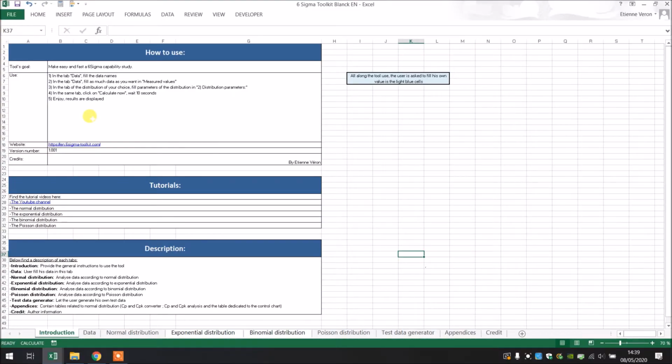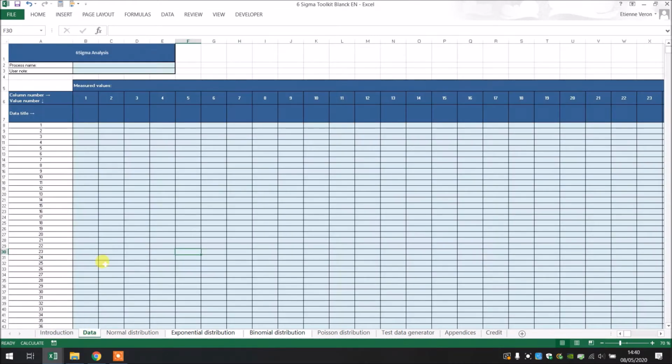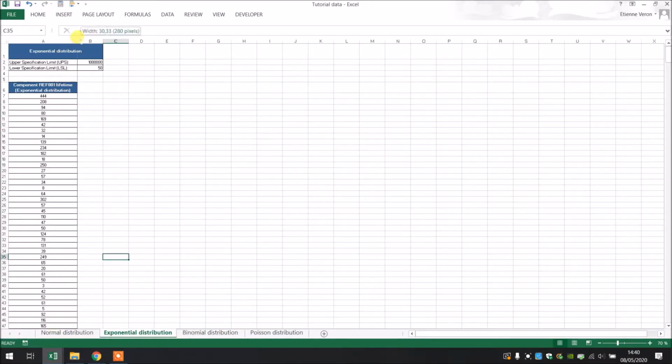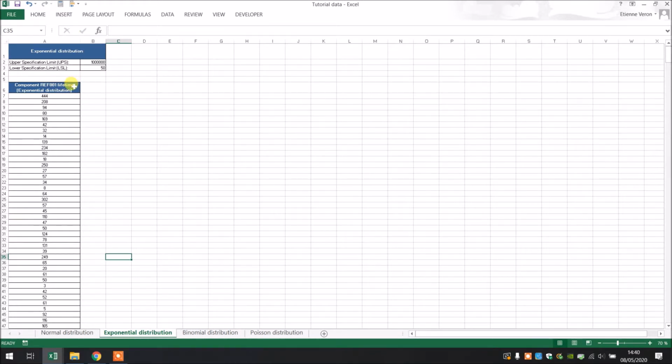So now I am in the Introduction tab, which gives me general information about how to use the tool. And now let's go to the Data tab. So we are going to input our data right here, the data to be analyzed. So now I'm going to show you the example I'm going to use for this tool.